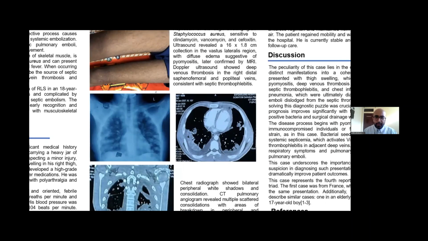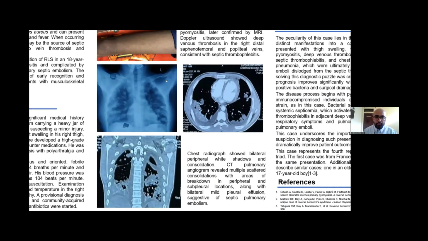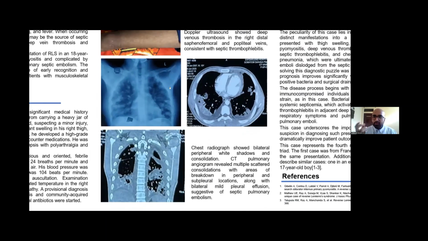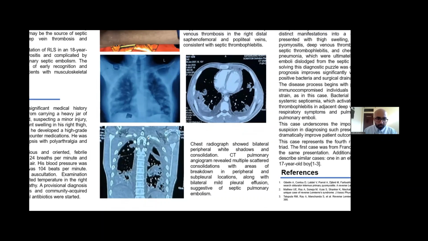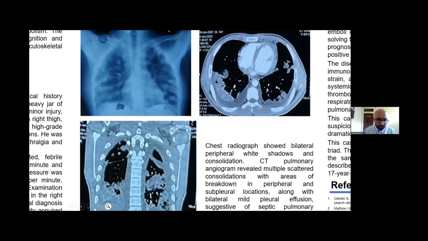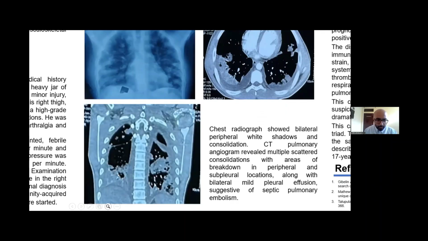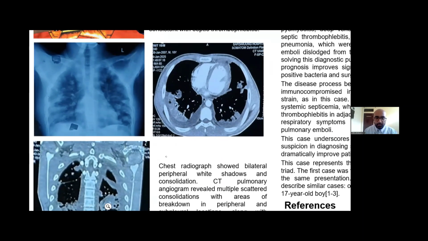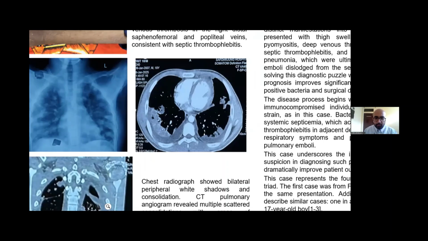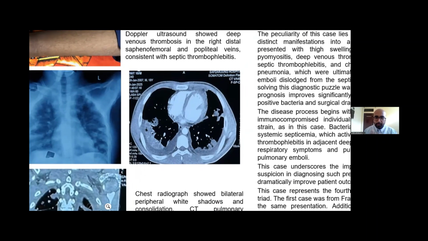And it did show us embolism, but it was not as if a thrombus had just dislodged into the pulmonary circulation, but something like this. So you can see here the bilateral basal consolidations with the internal breakdowns and septations here. Even on this CT cut, you can see this. So this was suggestive more of septic pulmonary emboli rather than just a thrombus which had dislodged.